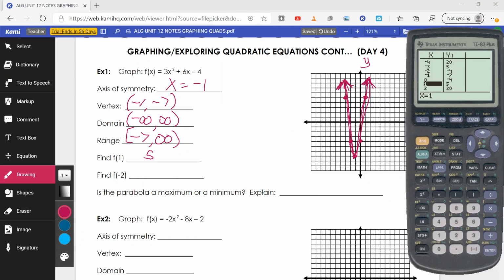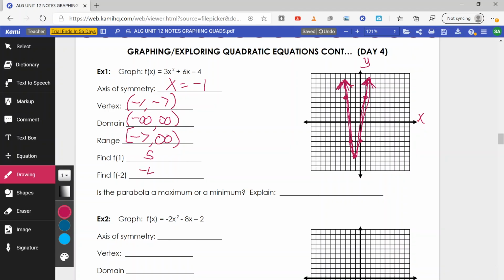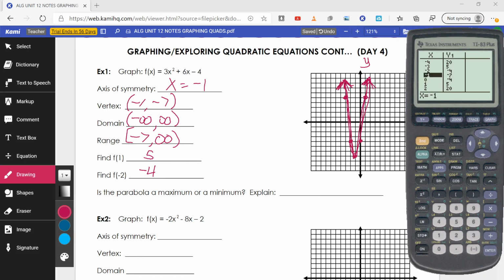Find f of -2 is the next thing. So I go left 2, and I see I go down 1, 2, 3, 4. So -4 would be f of -2. And again, with the calculator, we could have gone to x is -2. What's my answer, my y value? -4. So that's how we can get it, either reading the graph or using a calculator.